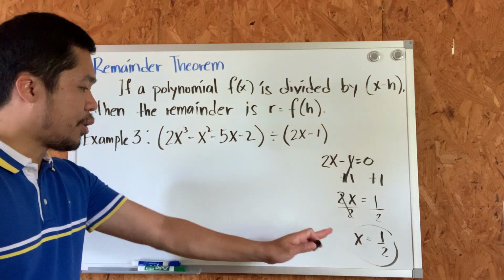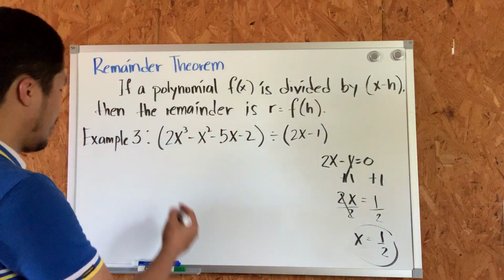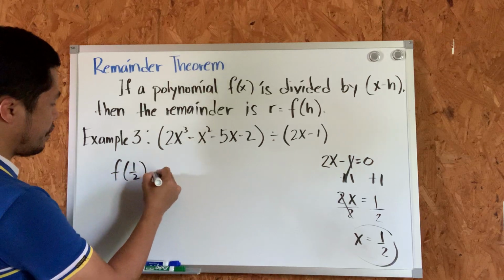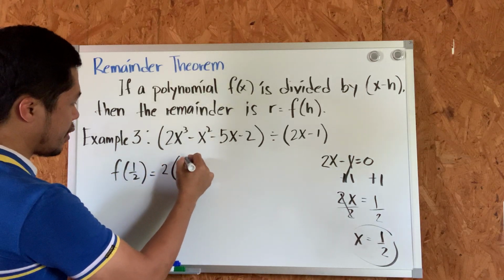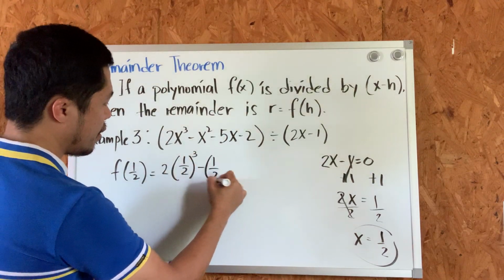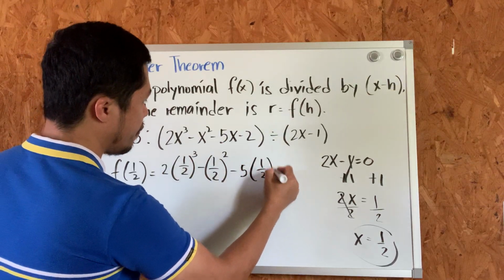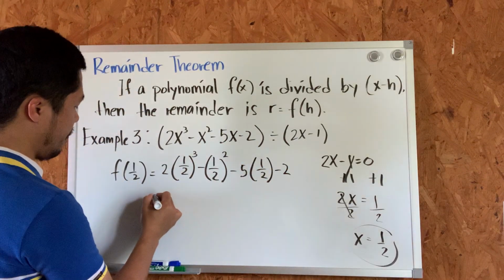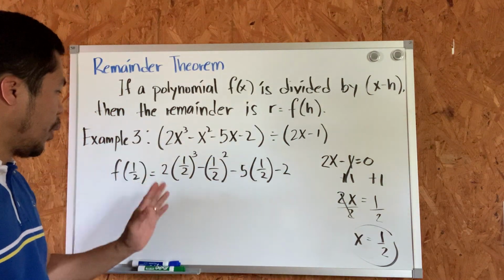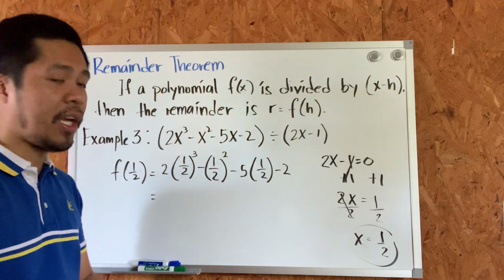So we will substitute this value 1/2 to all of the x's. This will be f of 1/2 equals 2 times 1/2 raised to 3 minus 1/2 squared minus 5 times 1/2 minus 2. Okay, and then we will solve. Again, don't multiply this 2 to 1/2. You have to solve first 1/2 raised to 3.